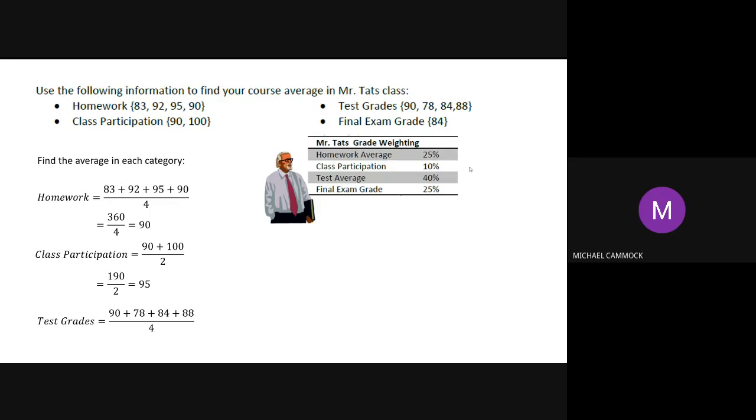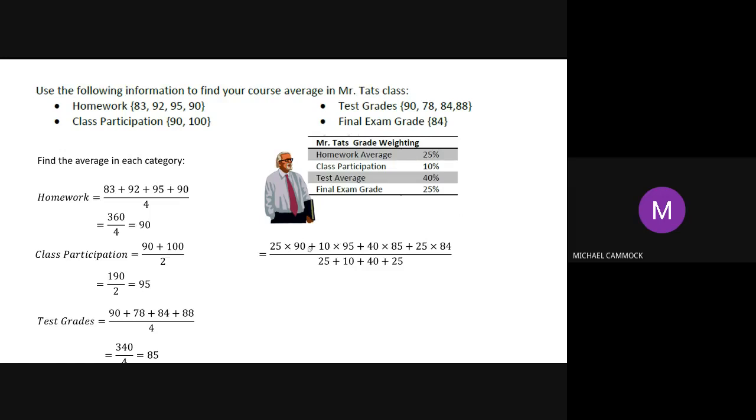So let's go ahead and use the weightings now to get his final mark, right? When you put everything together. So we're going to take, oh, by the way, his test grade worked out by an average of 85. We're going to take the 25% weight and multiply it by his homework average, the 10% weight and multiply it by his class participation average, his 40% weight and multiply it by his test grades average, and then his 25% weight and multiply it by his final exam, which is 84. That's what we're told, just 84. We don't have to average that one at all because it was already just 1 mark.